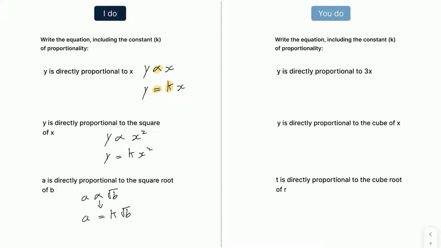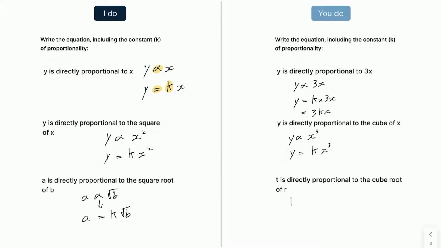So hopefully you had a go at these. So the first one becomes y is directly proportional to 3x, which we can then write as an equation as y is equal to k times 3x. So you could have also written this as 3kx. Next one, y is directly proportional to the cube of x. So that's going to be x cubed. We can then replace the proportionality sign with an equals, k x cubed.